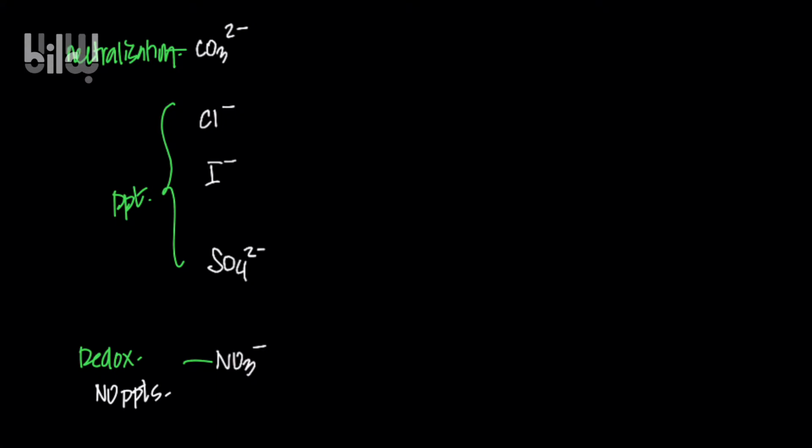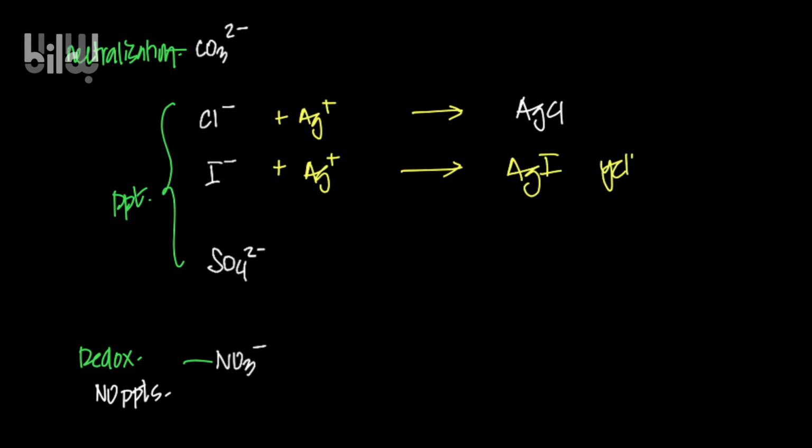Okay, so the precipitation one is easy. All you have to do for chloride and iodide is add silver to precipitate, because silver chloride is white and silver iodide is yellow. This is the yellow solid and silver chloride is a white solid. So in your observations you write white PPT formed. This is the anion list, Mason. The cation list comes later.